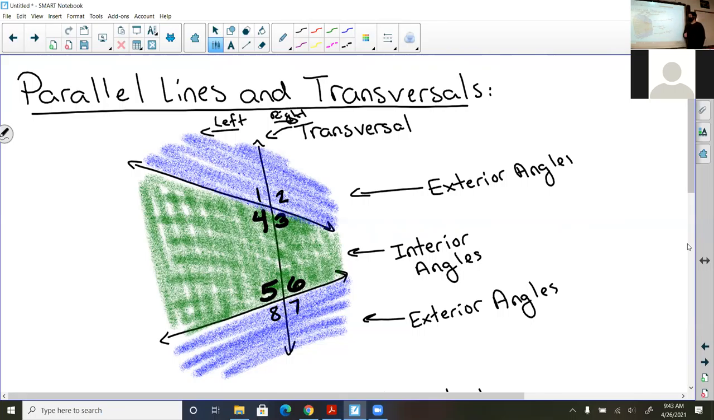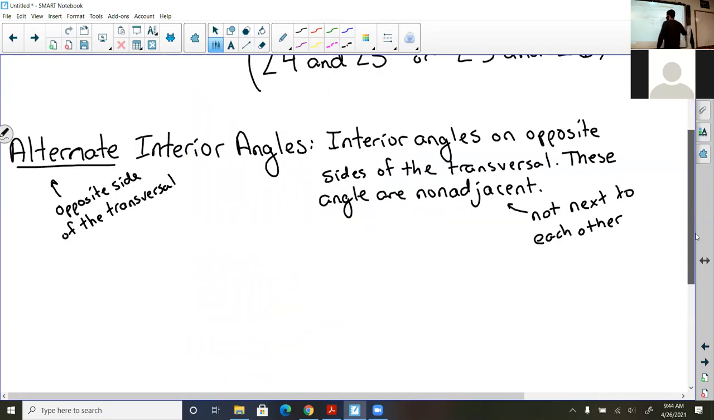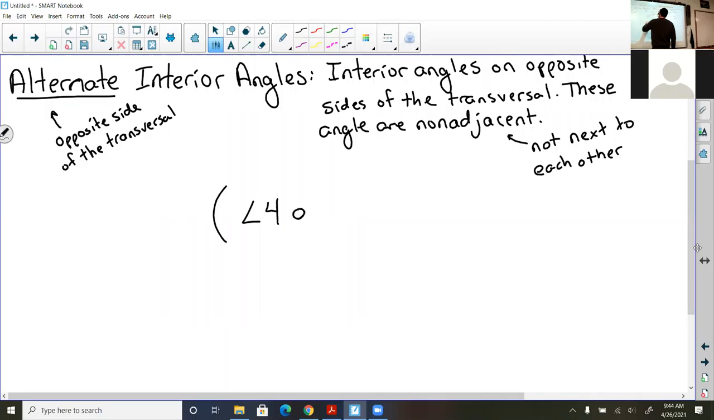They are non-adjacent. So 3 and 4 are adjacent to each other. They're next to each other. So therefore, 3 and 4 cannot be alternate interior angles, because they are adjacent. 5 and 6 cannot be alternate interior angles either, because they're next to each other as well. So that leaves me with 4 and 6. 4 and 6 are both interior, they're on opposite sides of the transversal, and they're not right next to each other. So 4 and 6 are going to be alternate interior angles. And then 3 and 5 are also alternate interior angles.